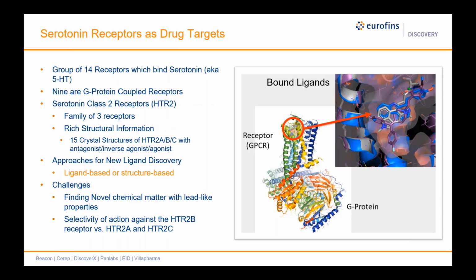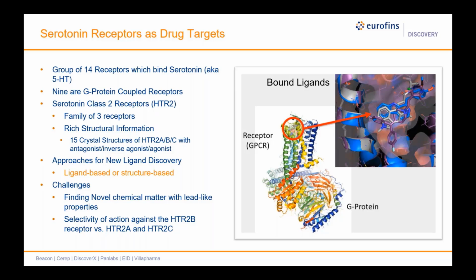So serotonin receptors are a big class of drug targets. It's a group of 14 receptors which bind serotonin, which is also known as 5-HT or 5-hydroxytryptamine. Nine of the receptors that interact with serotonin are G protein coupled receptors. We're going to focus on the class 2 receptors, which is a family of 3 receptors. For this class of receptors, there's rich structural information.